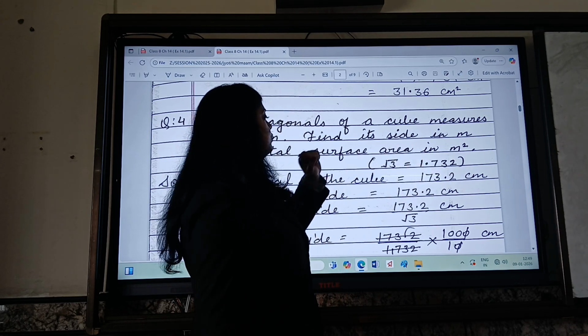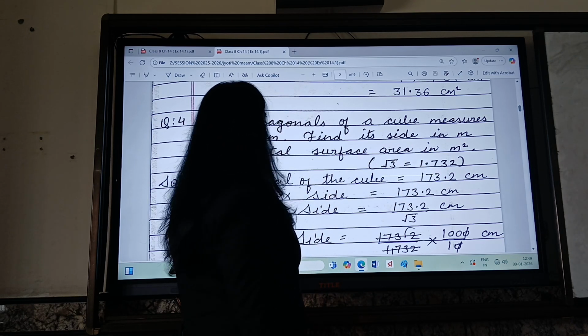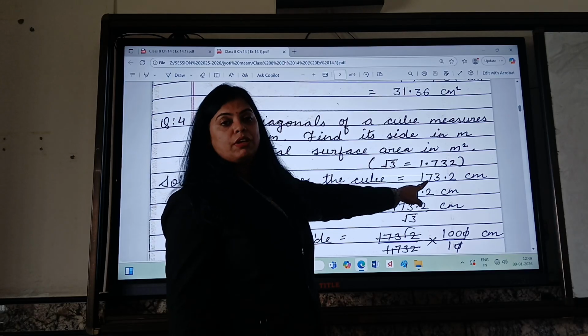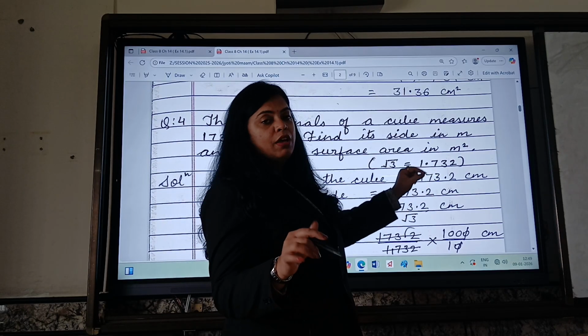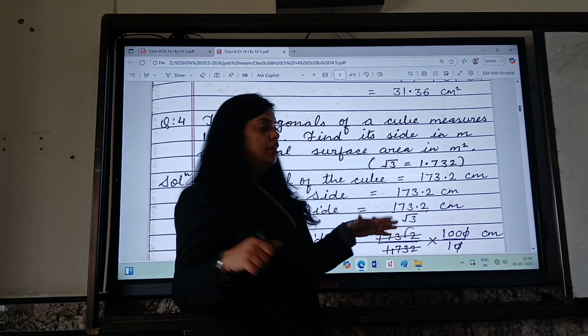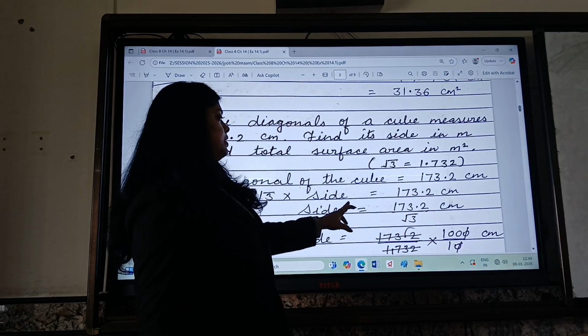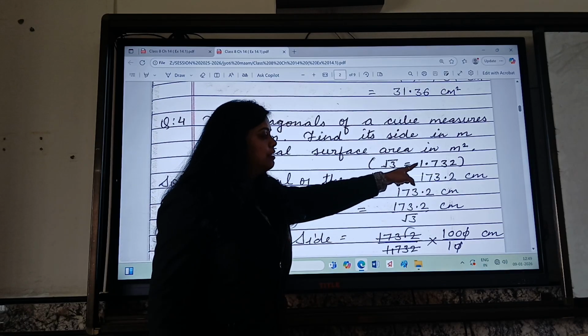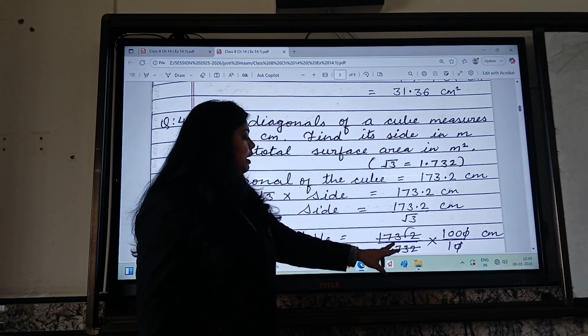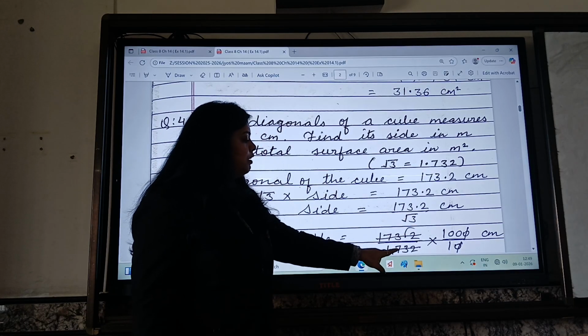So we will use this formula. What we read about it, the diagonal of the cube value is given, but do we know the formula of the diagonal of a cube? Root 3 multiplied by side. So it is root 3 multiplied by side, and this root 3 has the value, what is it? 1.732. I am replacing this root 3 with the value.